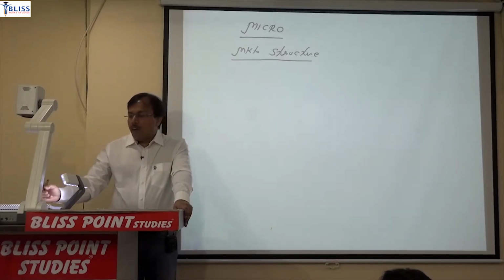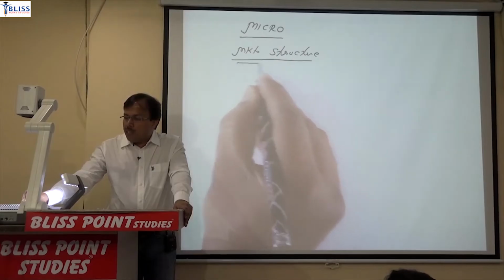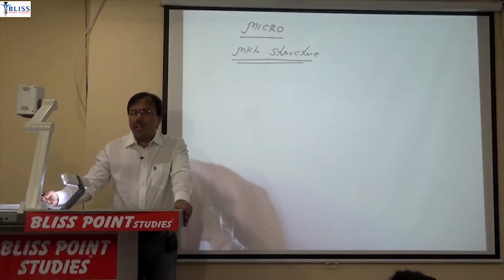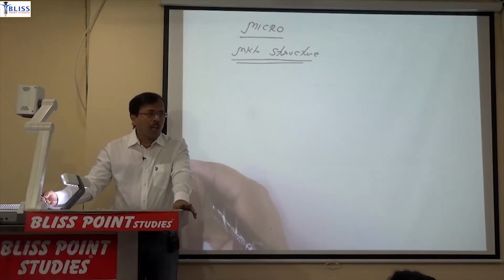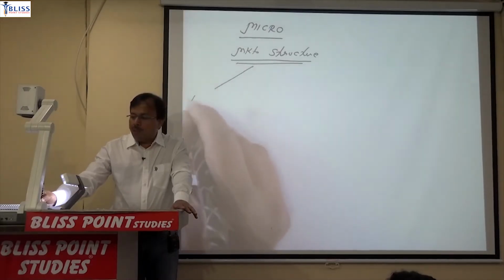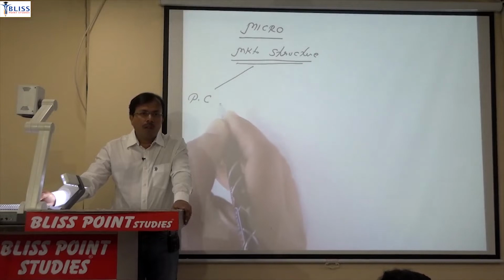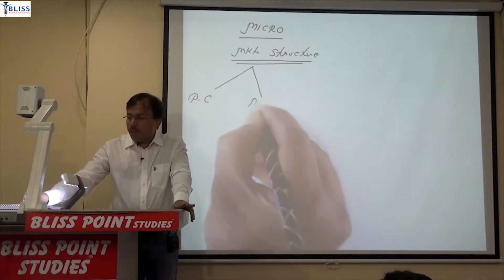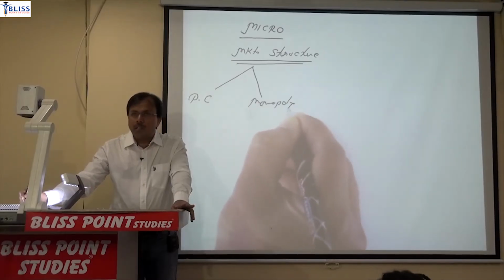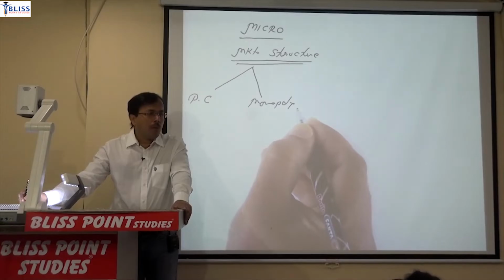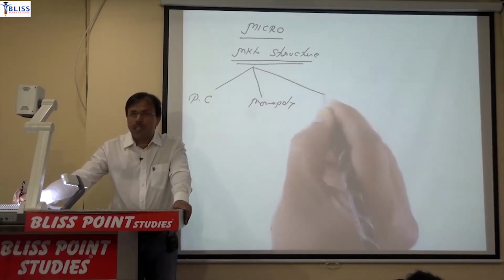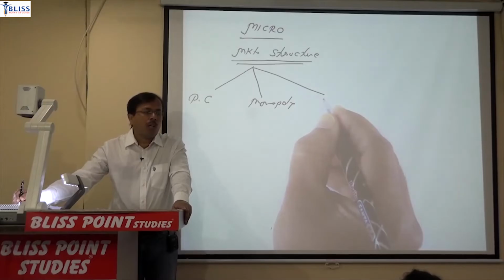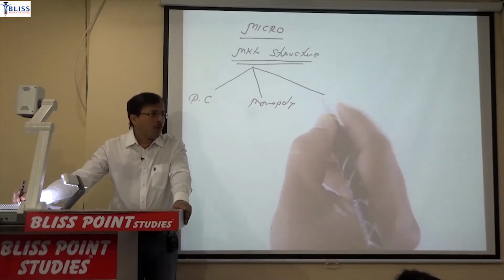Second thing, even for a product, if there are a large number of sellers and all are producing a homogeneous, identical good, then the market is said to be perfectly competitive. But if there is only one seller, then the market will be monopoly in nature. If there are two sellers, then the market will be duopoly. More than two, but not large in number, then it is oligopoly.